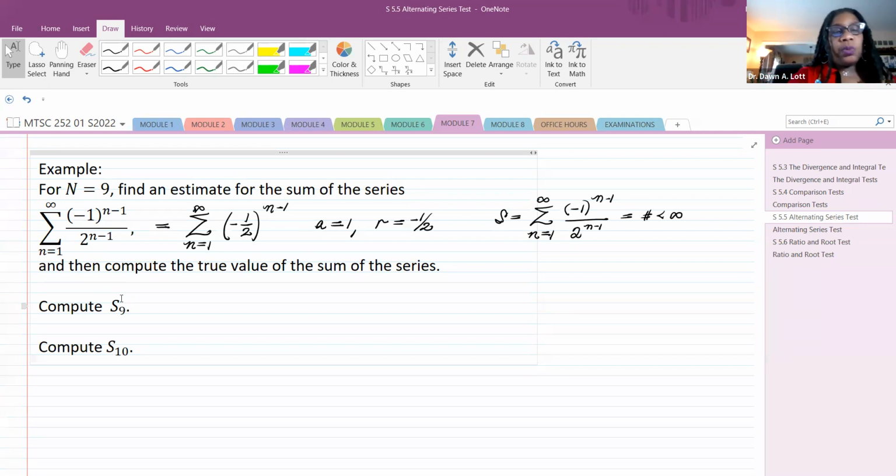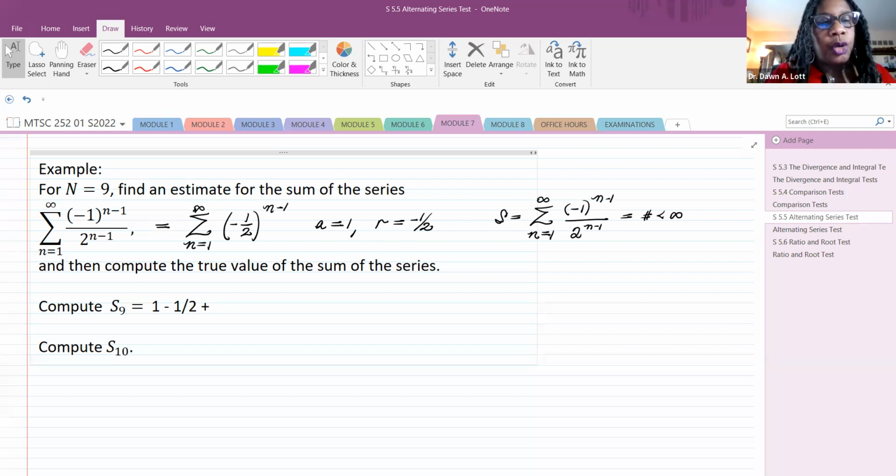Okay, so what does S9 look like? We're going to do the first 9 terms. When n is 1, we are clearly just going to get something to the 0 power, so that's 1. And then we're going to subtract off the next term. That's when n is 2, we are going to get minus a half.